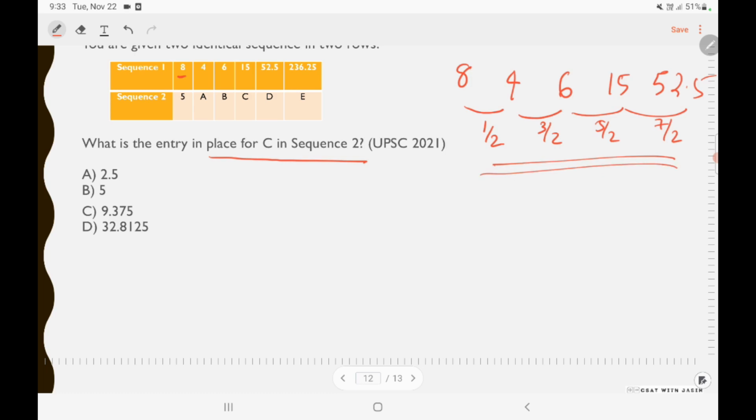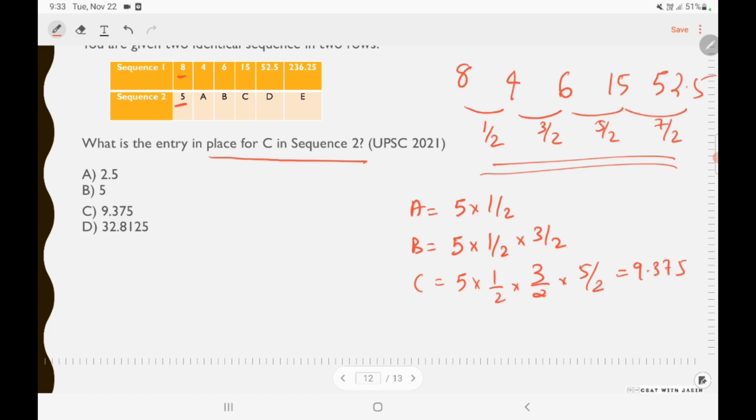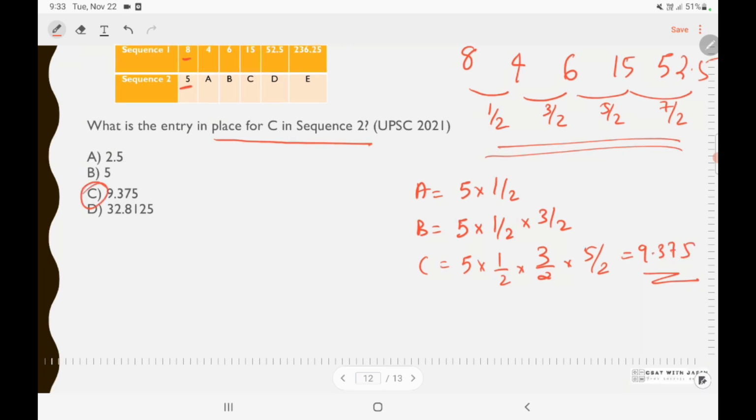Now you know that this is going like this. In sequence 2, the first term is 5. So 5, a is, and you need to find c. A is actually 5 into half. Then b is equal to 5 into half, this into 3 by 2. Then c is equal to 5 into half into 3 by 2 into 5 by 2. So just solve this, you will get 9.375. So option C is the correct answer.